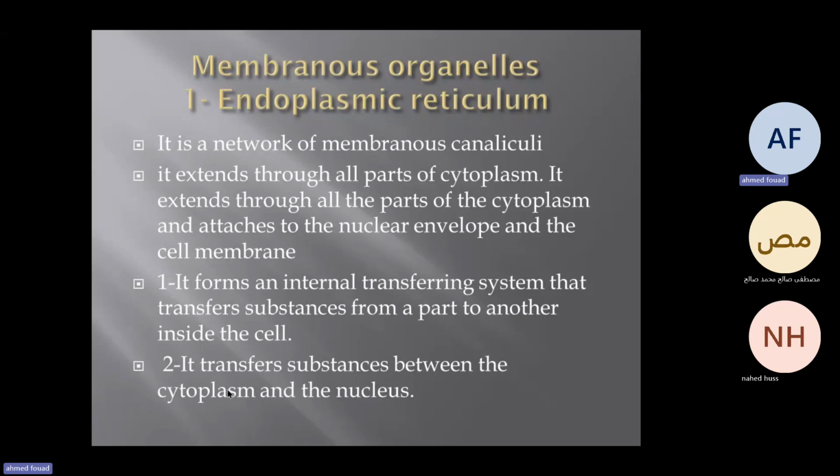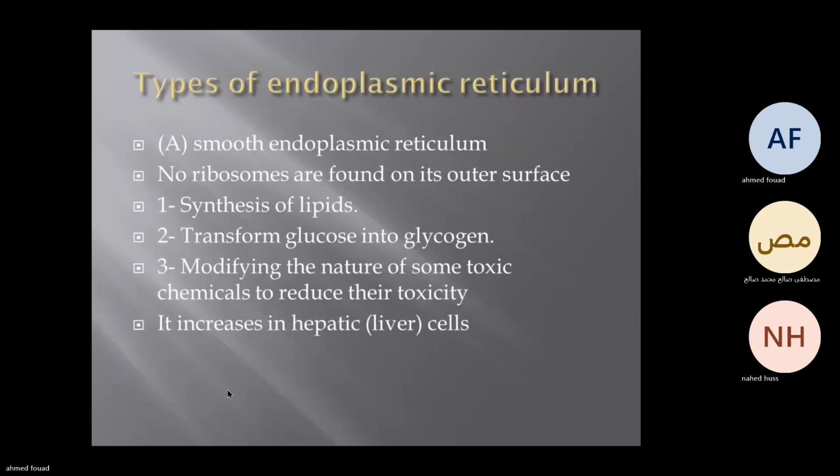يعني زي ماسكه كده ما بين النيوكلير ممبرين والسيل ممبرين. It makes an internal transferring system, transfer substance from part of the cell to another part, transfer substance between the cytoplasm and the nucleus. Types of endoplasmic reticulum. We have two types of endoplasmic reticulum. First, smooth endoplasmic reticulum. This means that its outer surface is free from ribosomes.